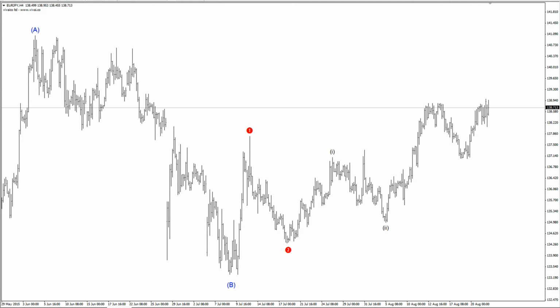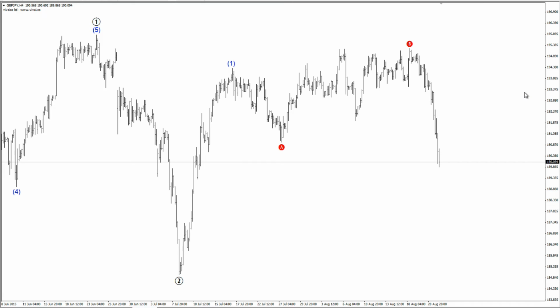Maybe there's more upside in this pair. Hard to say. I have labeled this as third wave to the higher upside, but still unsure. This is not looking very impulsive right now. I wouldn't trade euro yen at this point. Next, let's see pound yen.